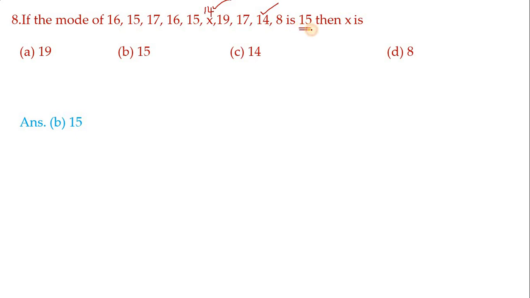They said clearly here 15 is the mode. And if you take 8, what happens? 8 is here, and if you take 8 also, it will be repeated 2 times only. But if you take 15 in the place of x, only in that case will 15 become the mode, because 15 would have been repeated 3 times. I hope you got it. So move on to the next one, children.